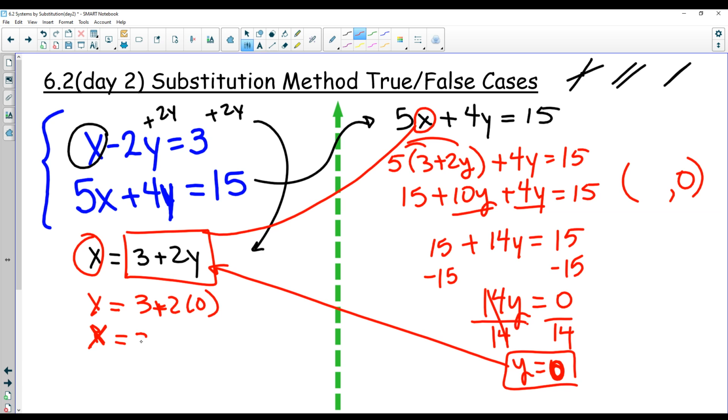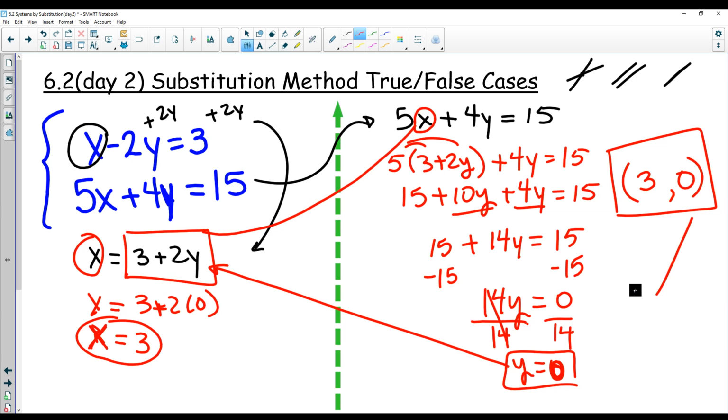Okay, so we have x equal to 3. Okay, so that is your x value. Okay, so this would mean a case where you have these two lines crossing. So you have something kind of like this, and they would have a solution at 3, 0. This would be consistent, independent. All right, let's look at the next one.